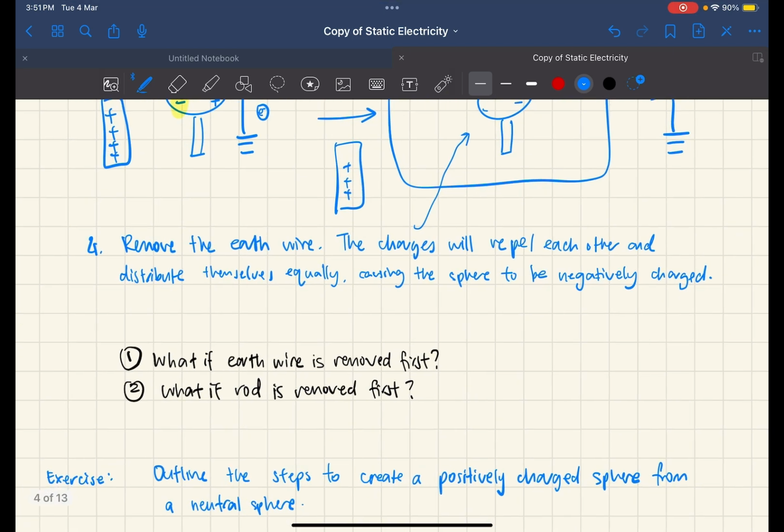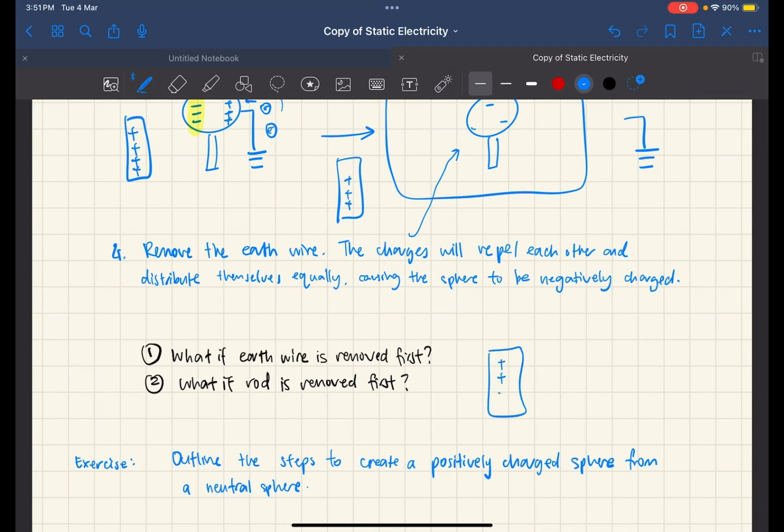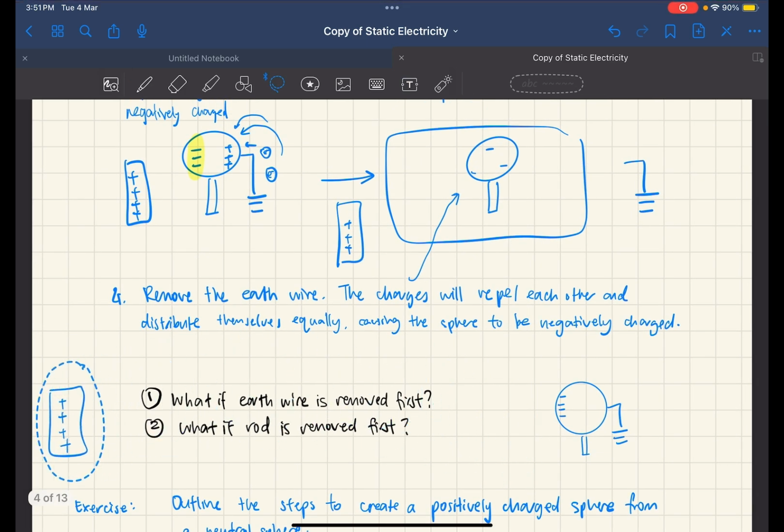Okay, so let's say I have the same setup again: my positive rod over here and a sphere, with negative charges on the left and the earth wire. What happens if I remove the rod first instead of the earth wire? If I do this first, your negative charges on the left are no longer attracted by the positive charges of the rod. As I said previously, your earth wire cannot affect those that are attracted. But in this case, because the negative charges are no longer attracted by the rod, they will also be neutralized and go into the earth wire.